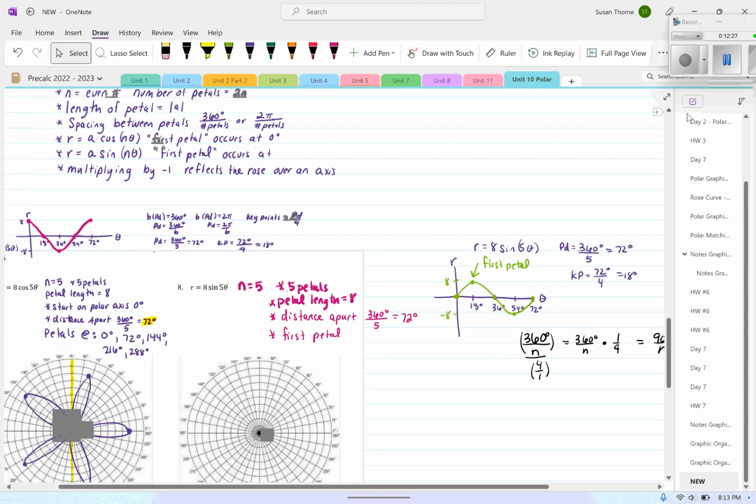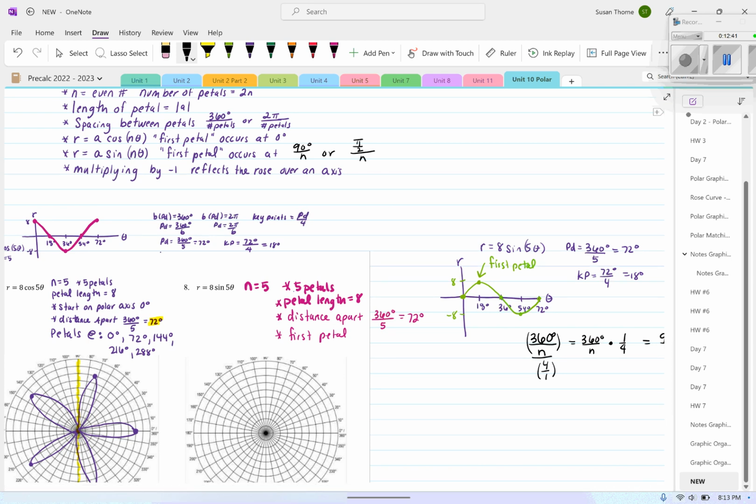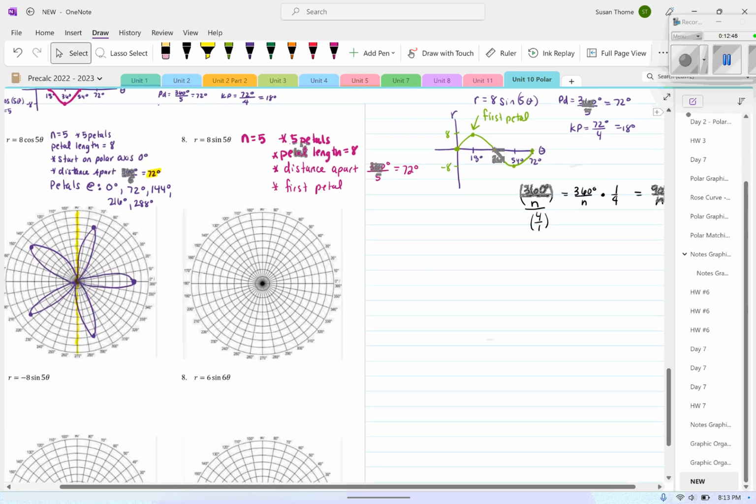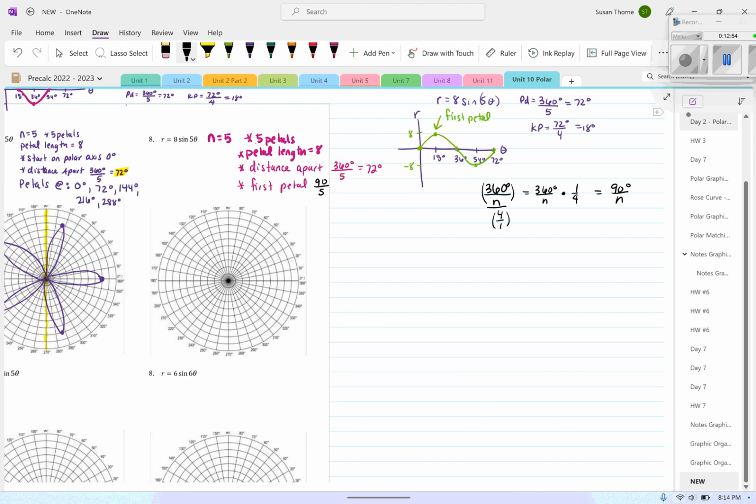So up here, it says r equals a sine n theta. The first petal occurs at 90 degrees divided by n, or if you're using radians, it would be pi over 2 divided by n. So either way, it just depends on if you're using degrees or radians. So for this first petal, if we do 90 divided by our n value, 5, we get 18 degrees. It's just an easier way. And again, it's the same thing we're doing, finding the period and then dividing that by 4 to find the key points. It just puts it into a formula, so we don't have to do that each time.